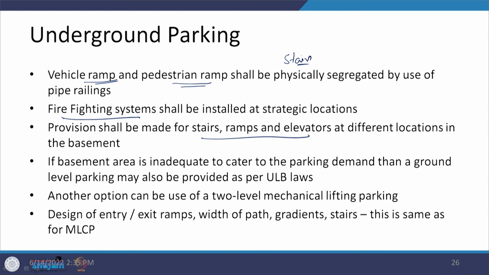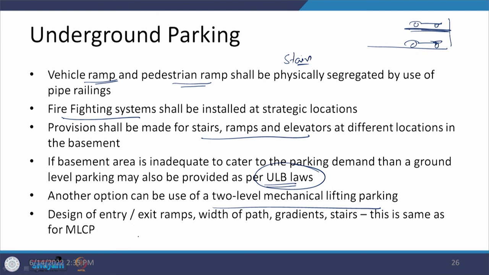In some cases, when the basement is not adequate enough to have the parking, then we can go to the upper level, but for that you have to look at the urban land or building laws in that area. Another way, if we want to increase the capacity, is that at the same level you can have a mechanical system. So, one vehicle can be at the top of this and another here at the ground level. So, this is another way of increasing it.